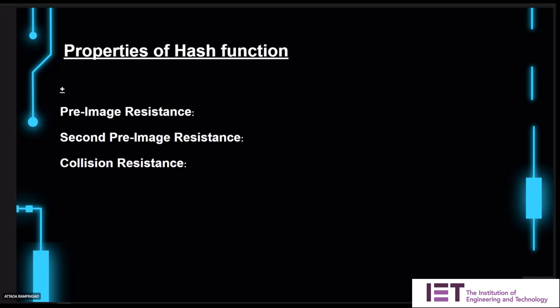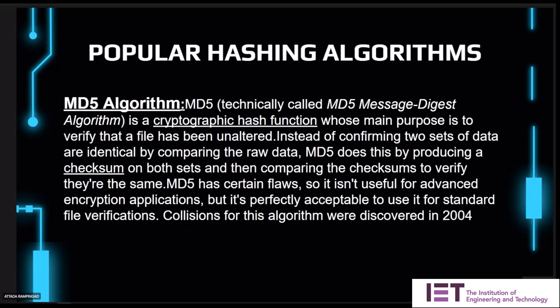Let us now look into some popular hashing algorithms. The first one is the MD5 algorithm, technically the MD5 message digest algorithm. The main purpose of this is to verify whether a file is altered or not. Instead of confirming that two sets of data are identical by simply comparing the raw data, this algorithm produces a checksum on both sets and then compares these checksums to verify whether the values are the same or not. If the values aren't the same, then it signifies that someone has tampered with the data.